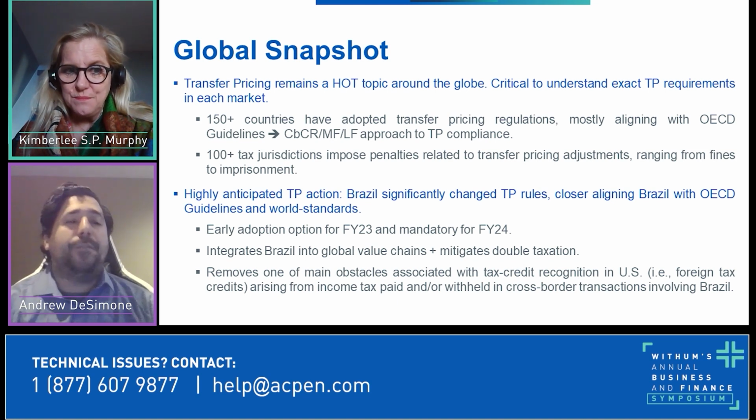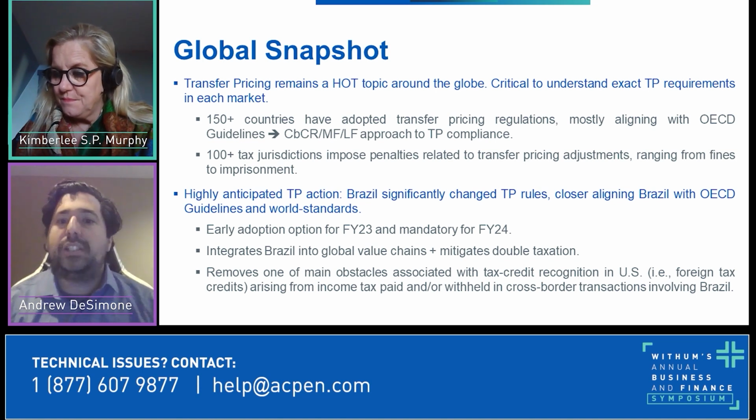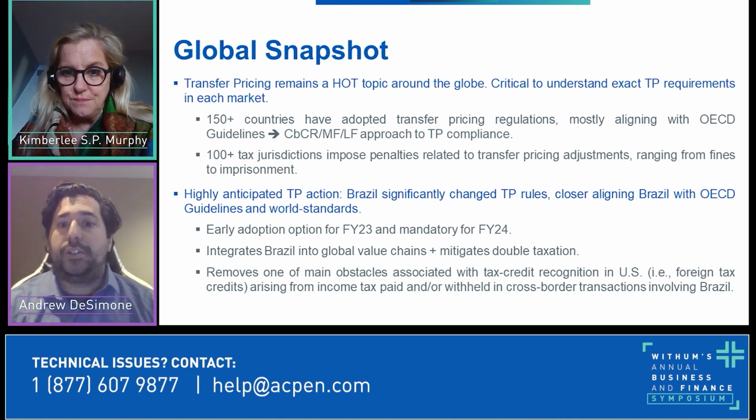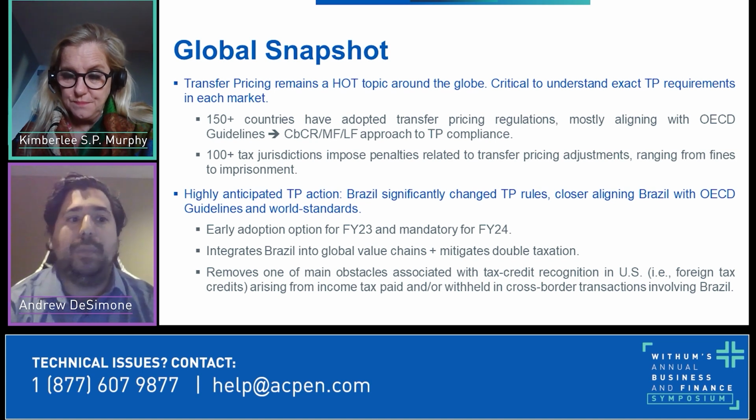But by far, from a regulatory standpoint, the biggest development was in Brazil, where they significantly changed their transfer pricing rules, aligning more closely with OECD guidelines. What does this mean? Arm's length standard, interquartile range, more aligning to the methods typically utilized by the U.S. and other OECD member countries.